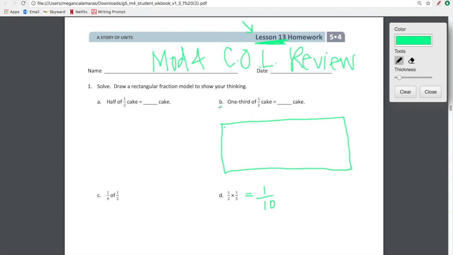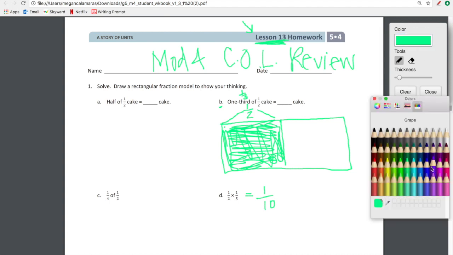Let's look at B here, 1/3 of 1/2 of a cake. You guys know that 1/3 looks like this. 1/3 of 1/2 of a cake. So we're looking at, initially, 1/2 of a cake. But we want 1/3 of the 1/2. Okay, so here's our 1/2. And now what we need to do is lay down thirds on top of our 1/2, because we're looking for 1/3 of 1/2.